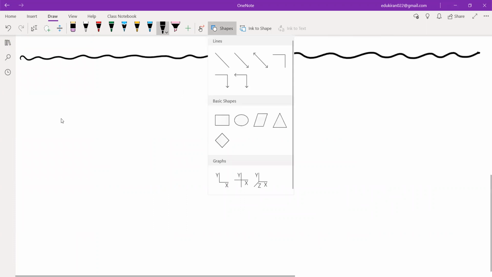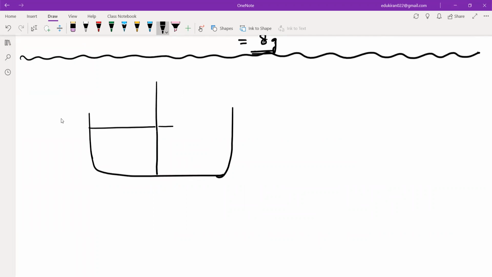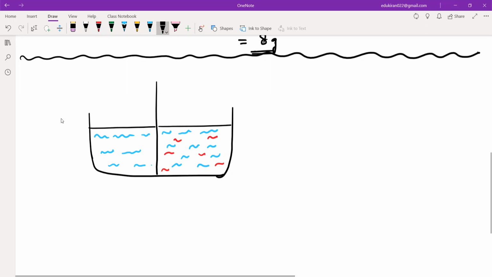So let us take a container type of thing. Now, in one of the compartments, I have only water. That means I have only solvent. And in the another compartment, I have water as well as some solute. Okay. Now, compartment A and compartment B.